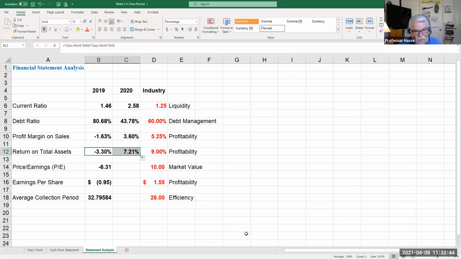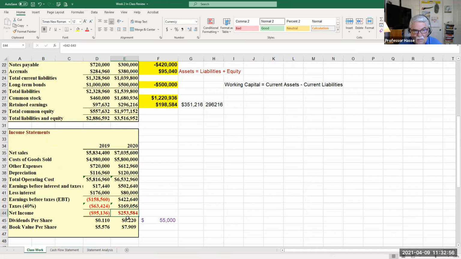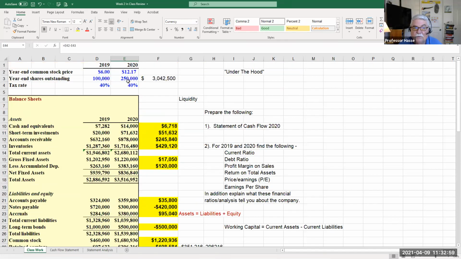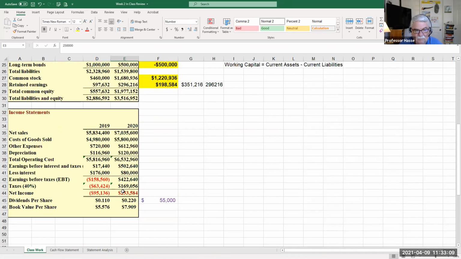The price earnings ratio is another example of a market value relationship. But before we get to that, we need to calculate the earnings per share. The earnings per share is a relationship of net income to the number of shares of stock outstanding. At the end of 2020, this company had 250,000 shares of stock owned by the market, their shareholders. What is that relationship?